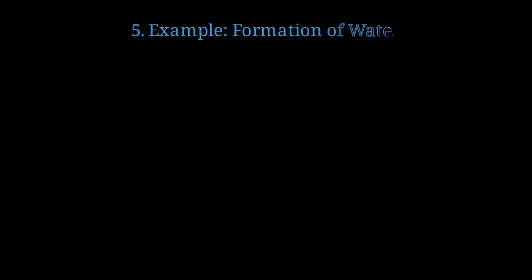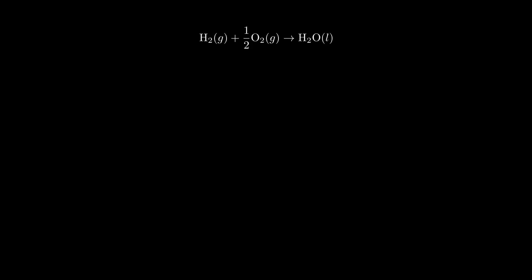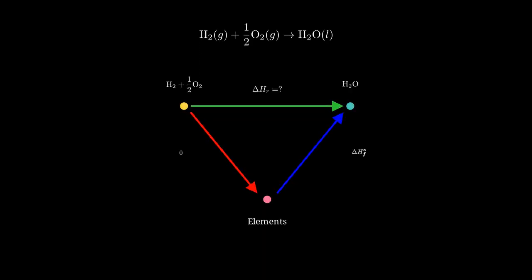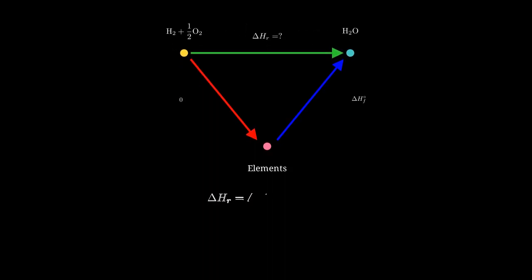Let's apply this to a real example, the formation of water from hydrogen and oxygen. Consider the reaction where hydrogen gas reacts with oxygen gas to form liquid water. In this cycle, the reactants are already elements, so the left arrow has an enthalpy change of 0. The right arrow is the formation enthalpy we want to find. The enthalpy of reaction equals the formation enthalpy of water minus 0.